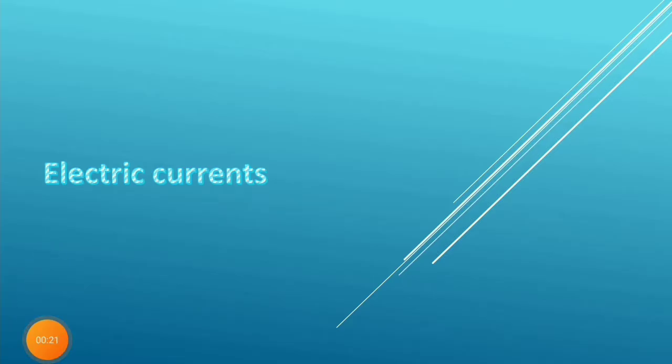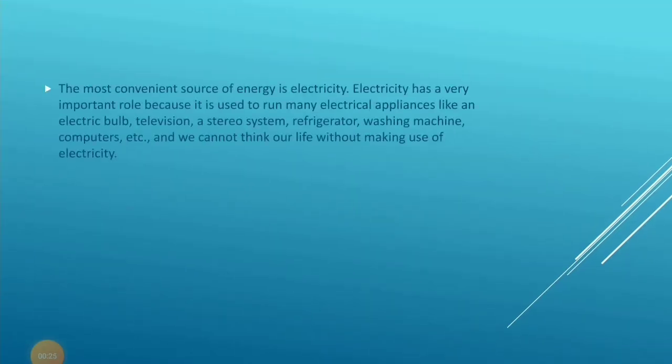So friends, now let's get into the lesson. First, let's learn about electricity. The most convenient source of energy is electricity. Electricity has a very important role because it is used to run many electrical appliances like an electric bulb, television, a stereo system, refrigerator, a washing machine, computers, etc. And we cannot think of our life without making use of electricity.